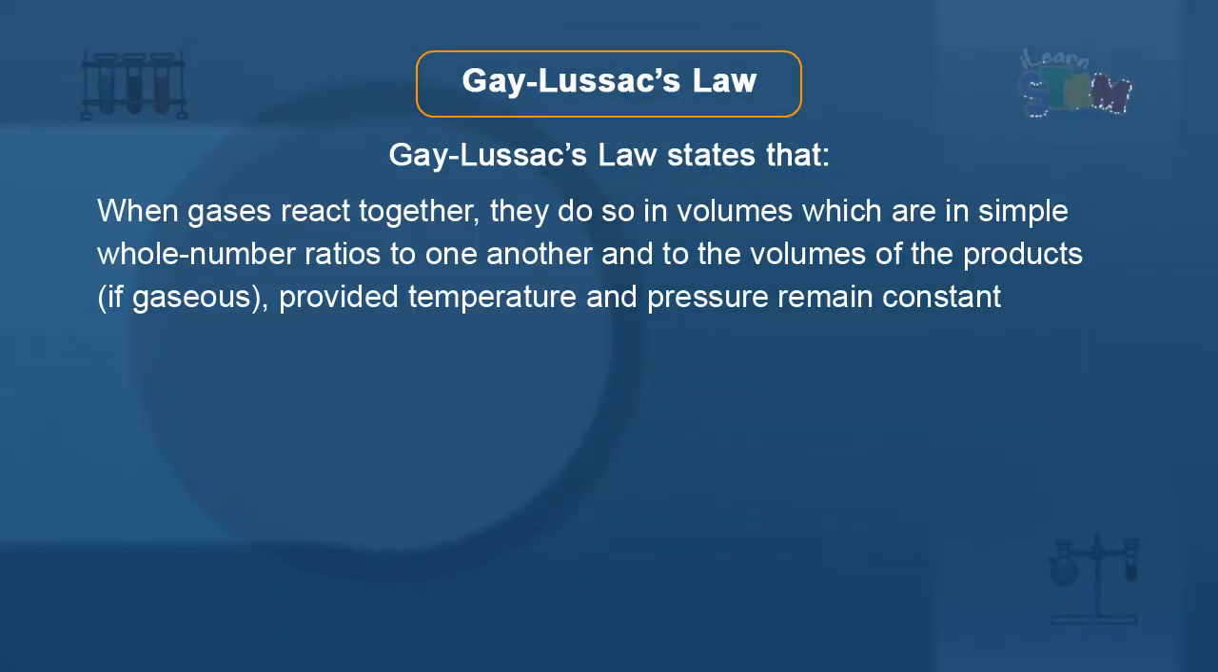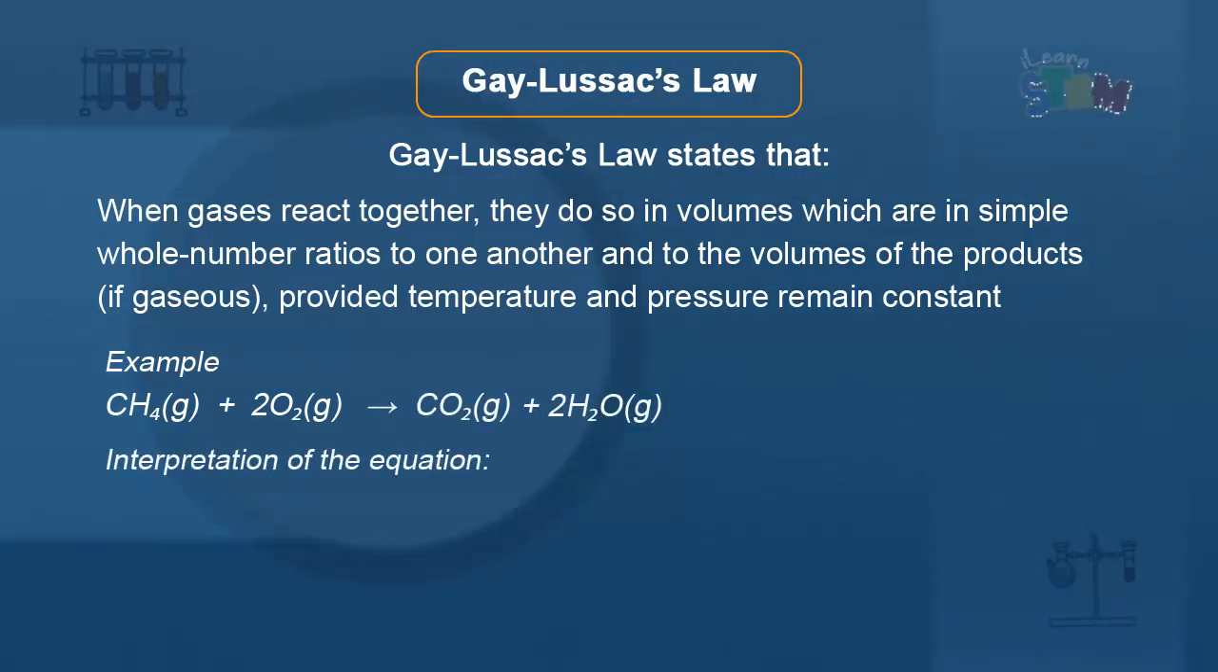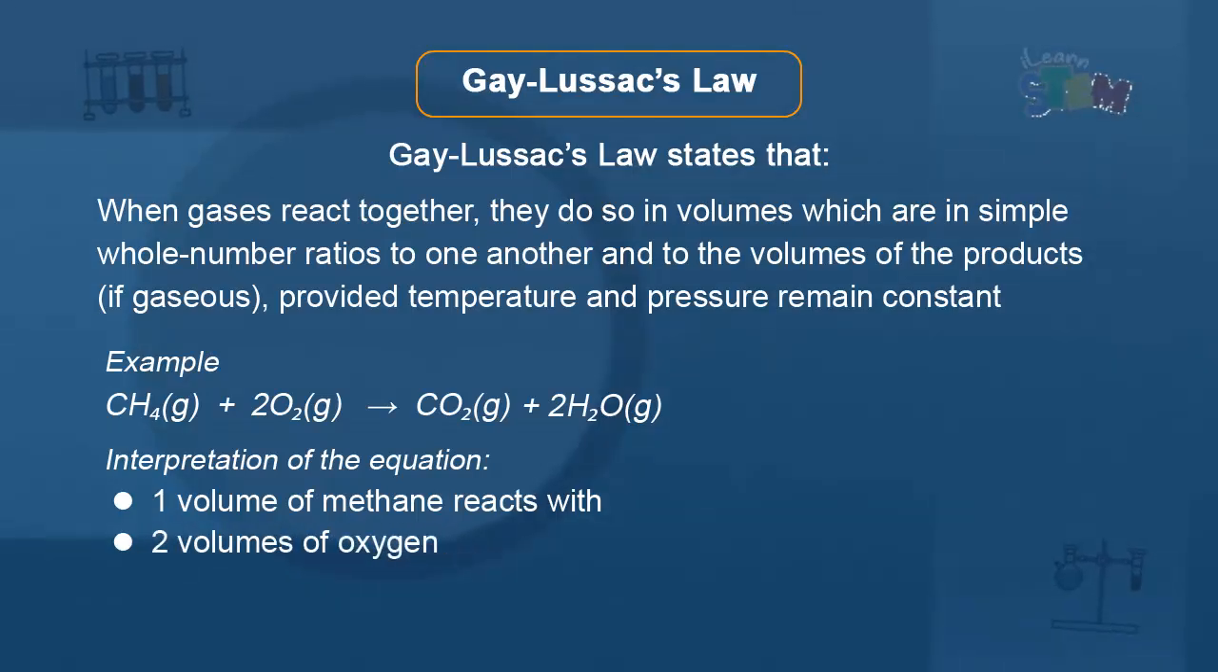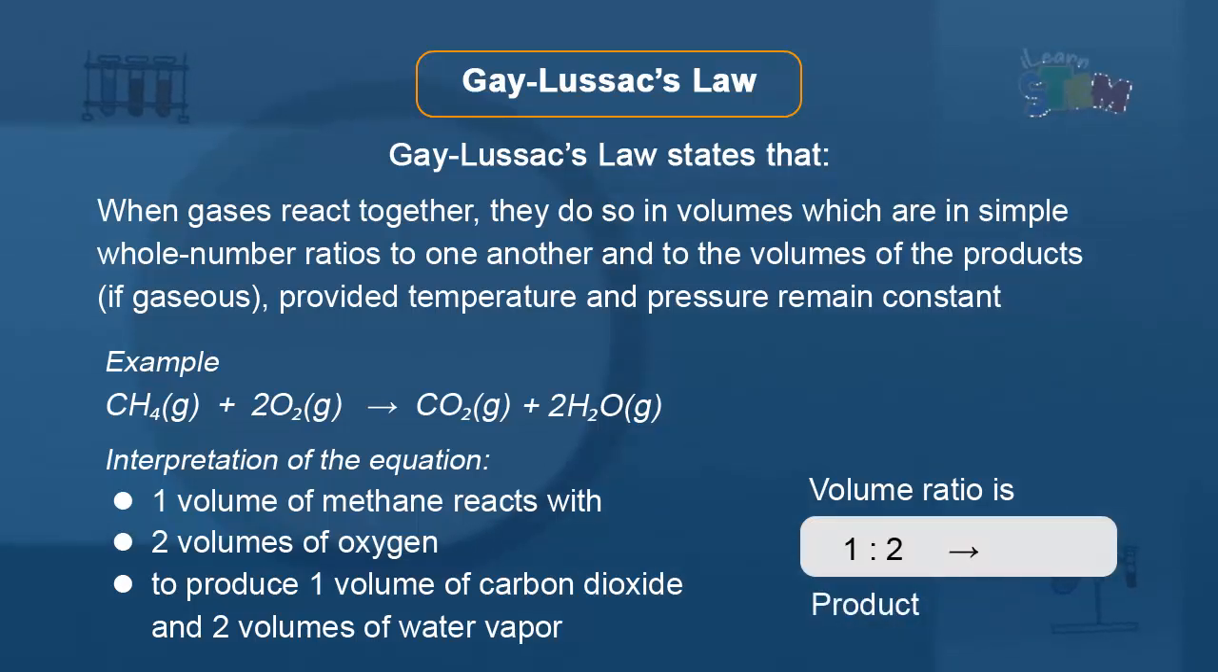Now, let's make this easier to understand. Consider this chemical reaction. Methane gas reacts with oxygen gas to produce carbon dioxide and water vapor. In this reaction, 1 volume of methane reacts with 2 volumes of oxygen to produce 1 volume of carbon dioxide and 2 volumes of water vapor. So, the volume ratio of the reactants is 1:2 and the products is 1:2.